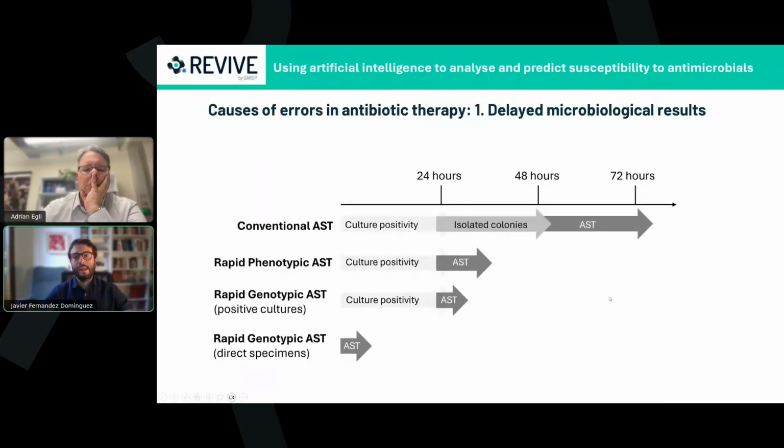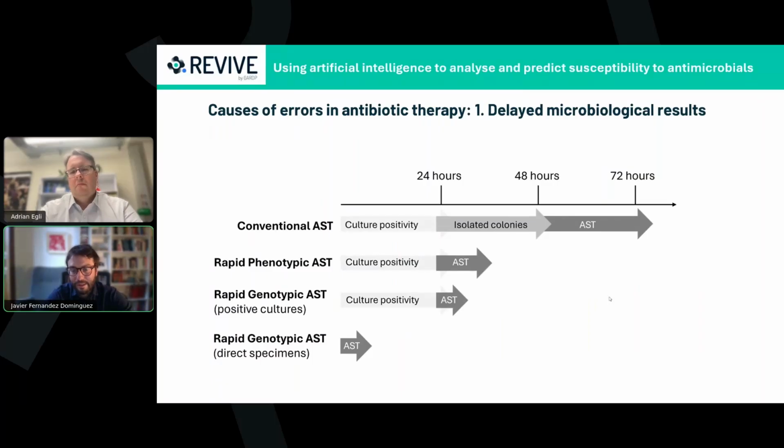I tried to analyze the causes of the errors in antibiotic therapy, and I detected there are many more, no? But I'm going to talk about 4 topics that are related to errors in antibiotic therapy. First is something that Dr. Adrian has talked about before, delayed microbiological results. Normally, the laboratories working in bacteriology perform cultures. And if we perform a culture, we have to wait for the bacteria to grow. And then to perform antibiotic susceptibility testing, we have to wait another 48 hours or 72 hours to have a result.